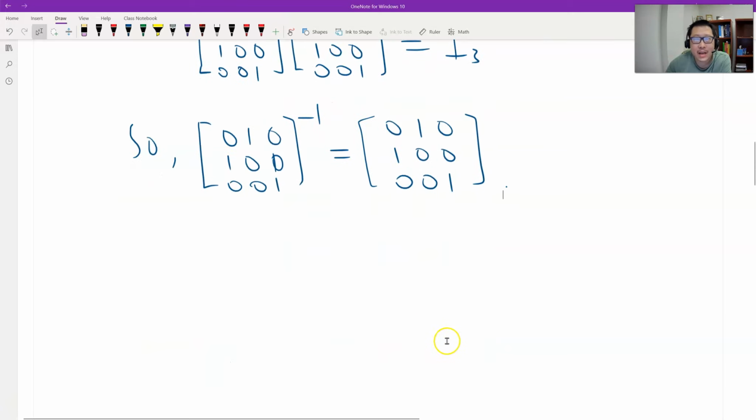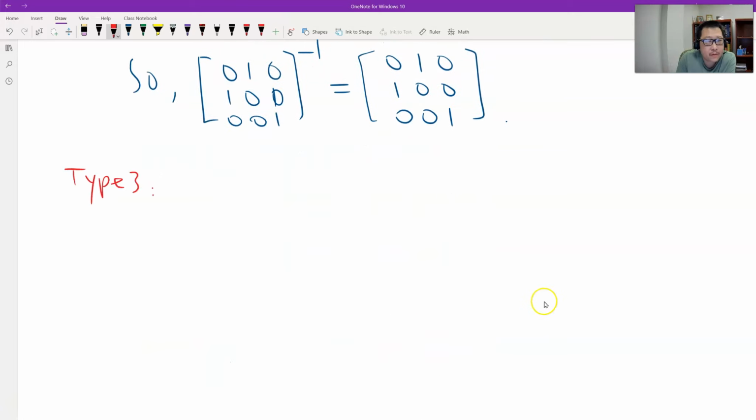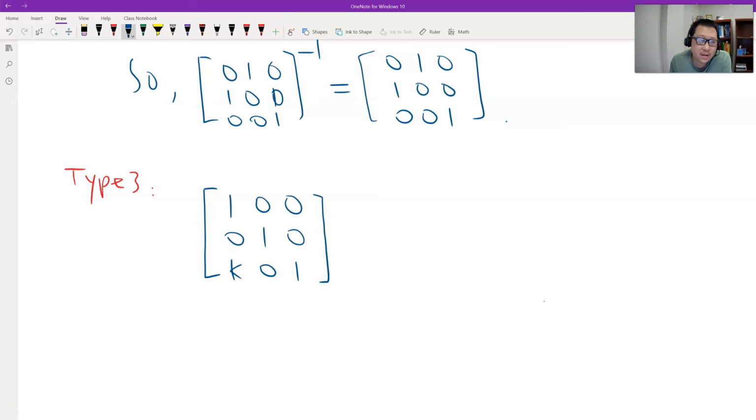Now I look at the third type, which comes from the third type of row operation. We add the first row multiplied by k to the third row, where k is not 0. So we will have this elementary matrix. Let me write the elementary matrix as an example. We will try to find the inverse of this matrix, and k is not 0.